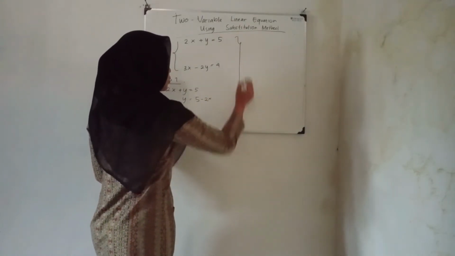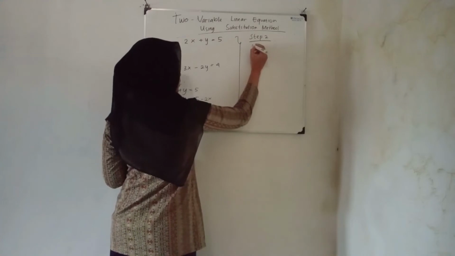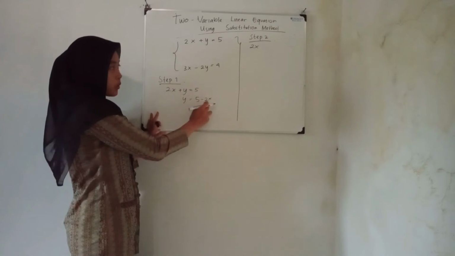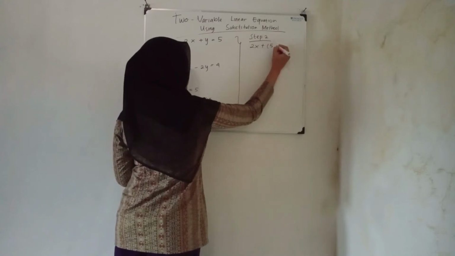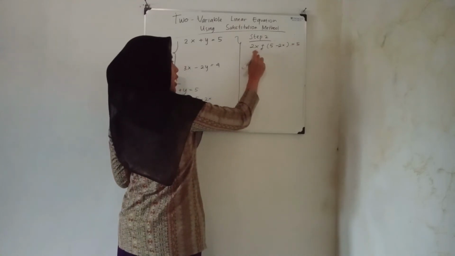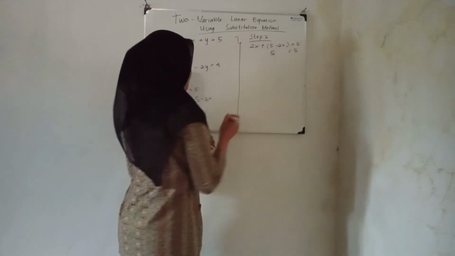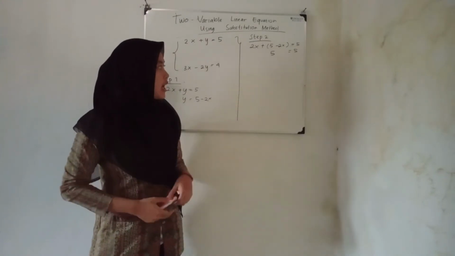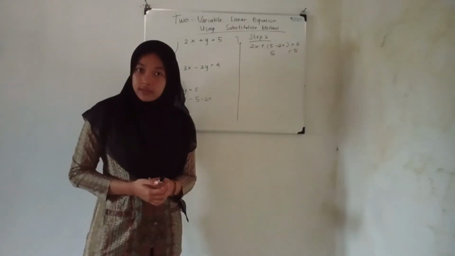And then for step 2, he substituted the equation y equals 5 minus 2x into this equation. And then he subtracted 2x minus 2x, so he got 5 equals 5. So guys, what do you think about the result that Mustafa got? Is the result that Mustafa got right?